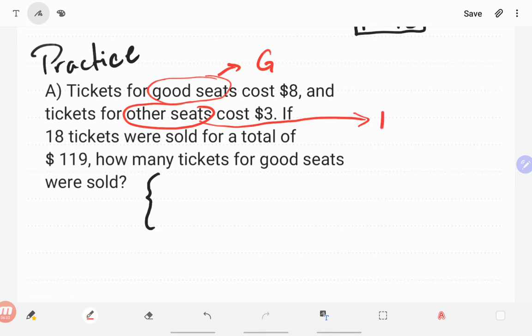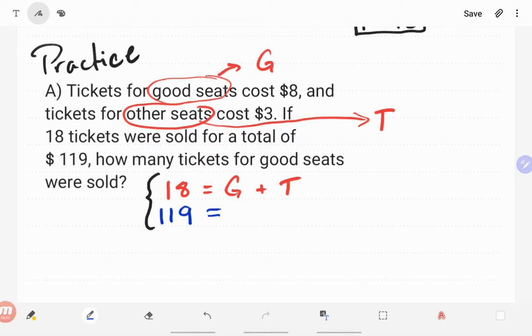Let's make it T. Let's make it T for other seats. Right. Okay, so if 18 tickets were sold for a total of $119, I know right off the bat that I've got a total of 18 tickets, right? What equals 18? Well, the number of good seats plus the number of other seats. Good seats plus other seats gives me my total number of seats. Now, my value of these is $119.